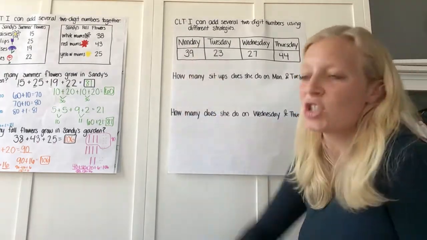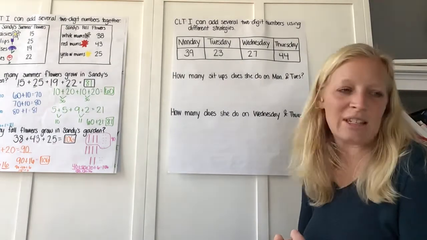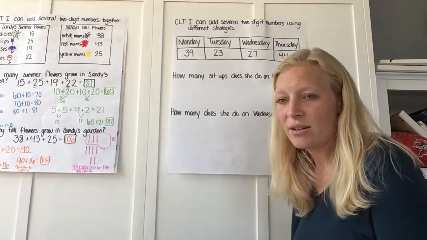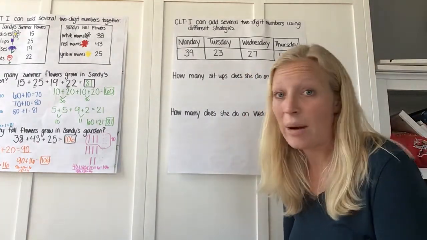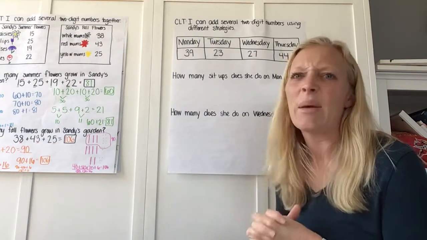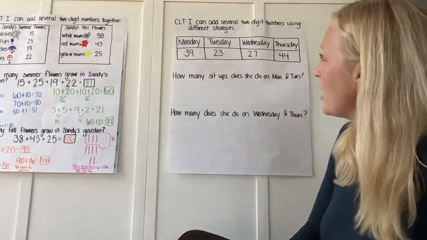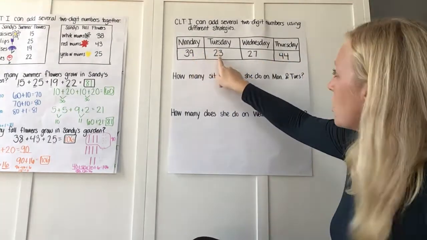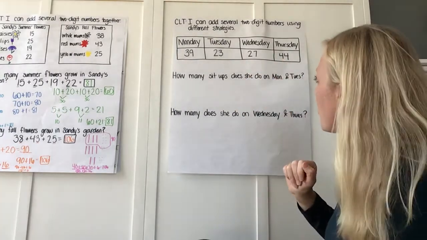On Monday, she does 39 sit-ups. What about on Tuesday? 23. Wednesday? 27. Thursday? 44. How about Friday? Maybe that's her day off. You always have to take a day off from your workouts. All right, so each day she does a different number of sit-ups: 39 on Monday, 23 on Tuesday, 27 on Wednesday, and 44 on Thursday.